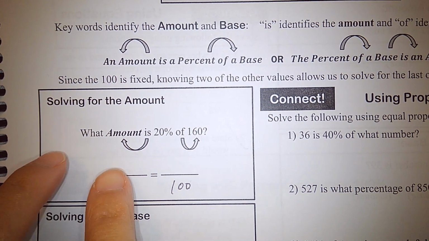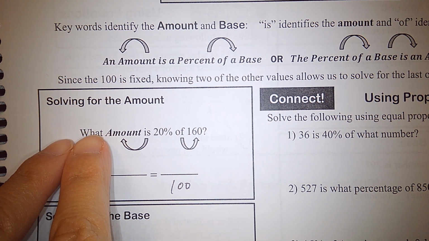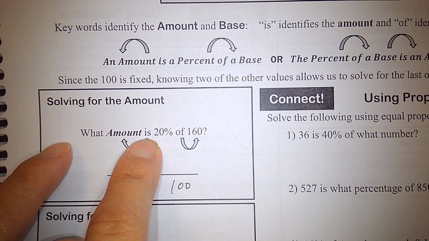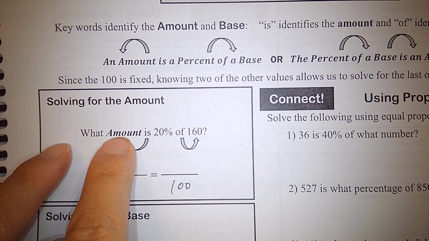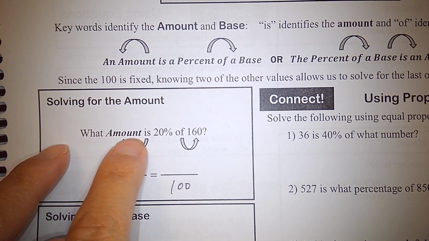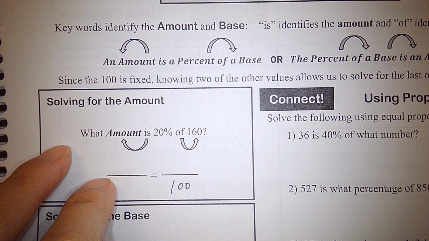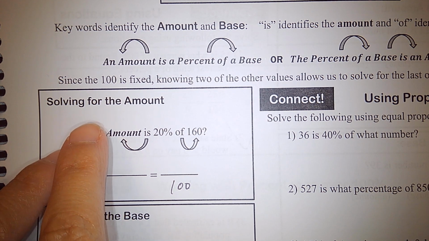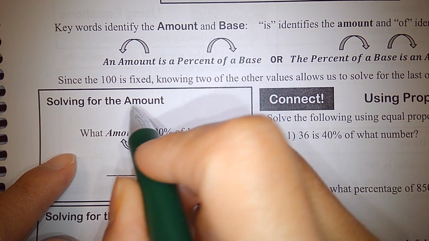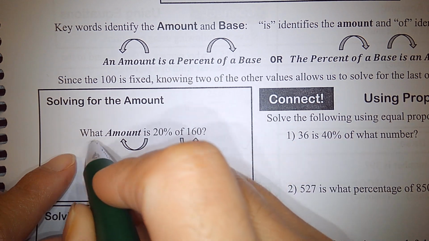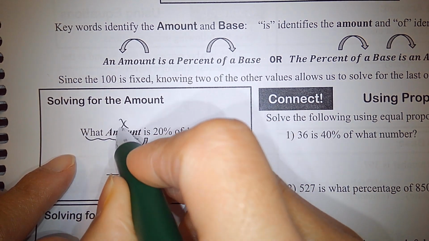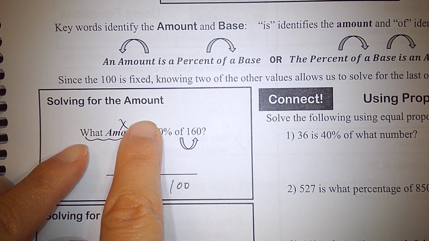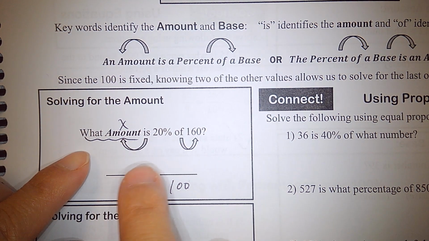So, do we know the amount? What amount is? We do know, right? It's the X over 160. Since we're looking for the amount, solving for the amount, what is the amount? X. And you see, the amount is indeed next to the word "is."